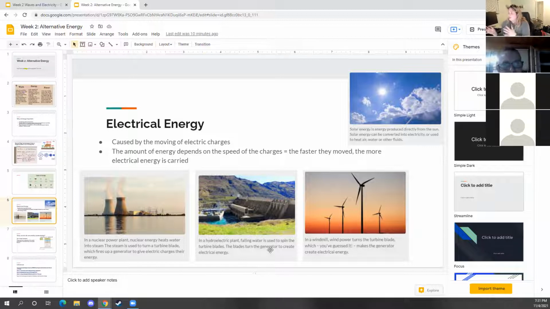But ultimately, the idea here is I just wanted to show a visualization of all of these different forms of energy. Going forward in the class, we're going to spend a lot of time talking about wind energy and solar energy, but at least this gives an overview of how and why it's actually working.